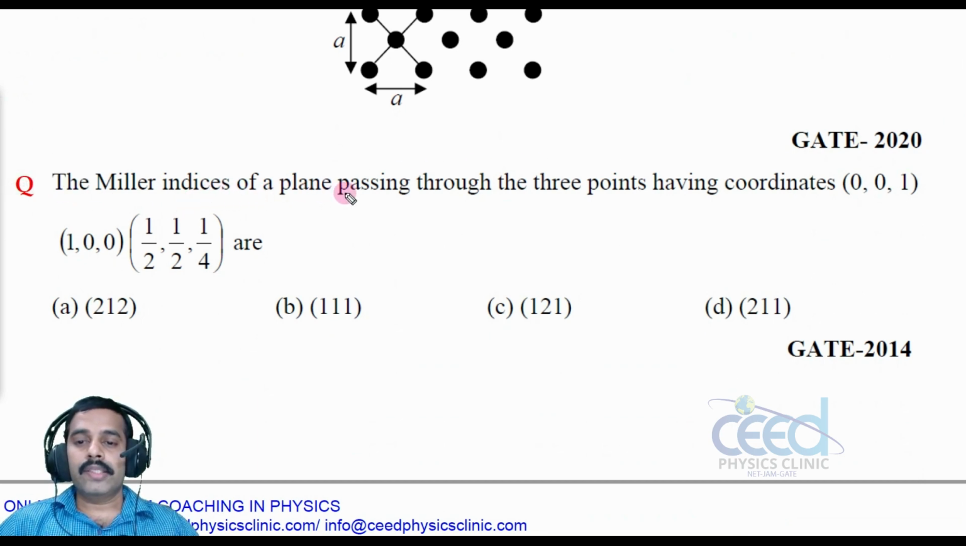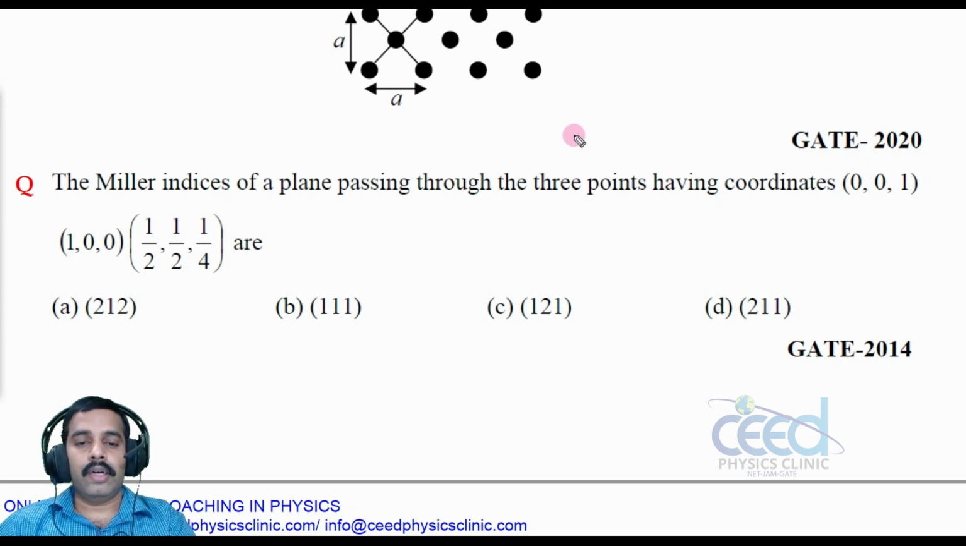The Miller indices of a plane passing through the 3 points having coordinates (0, 0, 1), (1, 0, 0), (1/2, 1/2, 1/4). See, if 3 coordinates are given, what is the technique we have studied to find Miller indices? We have to find the equation of the plane, right?